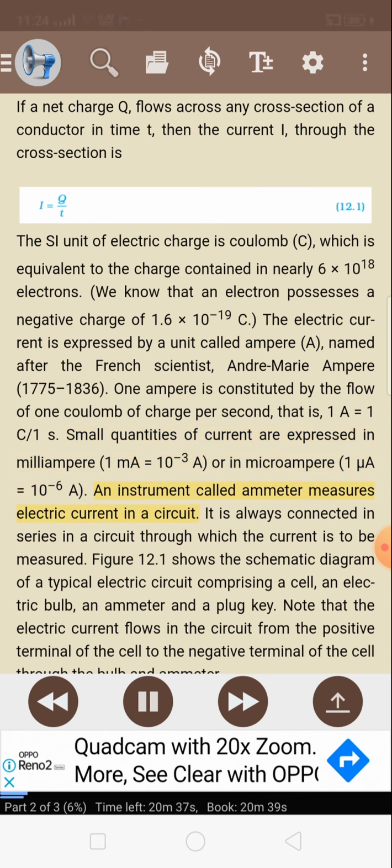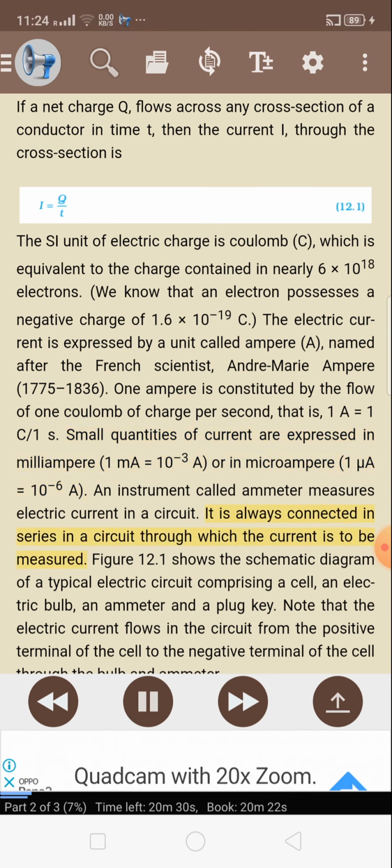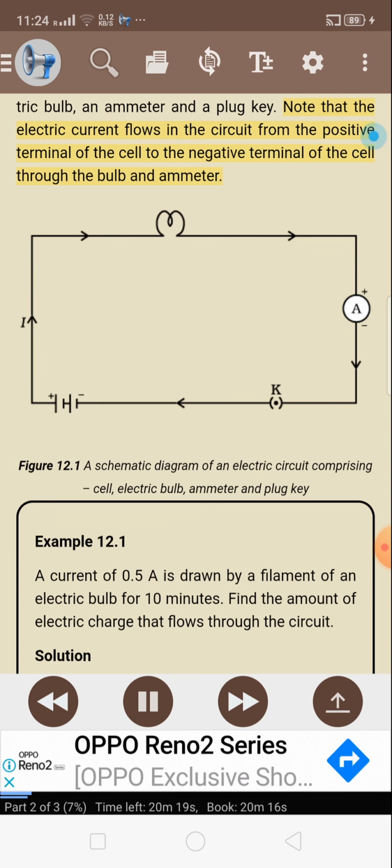An instrument called ammeter measures electric current in a circuit. It is always connected in series in a circuit through which the current is to be measured. Figure 12.1 shows the schematic diagram of a typical electric circuit comprising a cell, an electric bulb, an ammeter, and a plug key. Note that the electric current flows in the circuit from the positive terminal of the cell to the negative terminal of the cell through the bulb and ammeter. Figure 12.1: a schematic diagram of an electric circuit comprising cell, electric bulb, ammeter, and plug key.